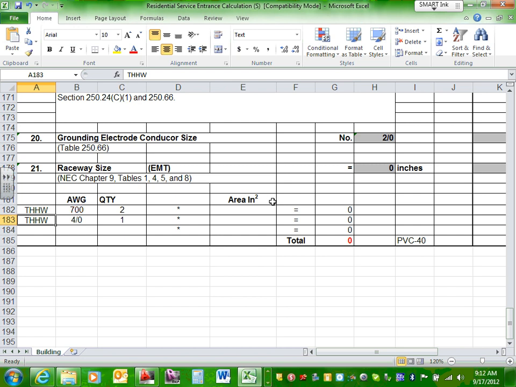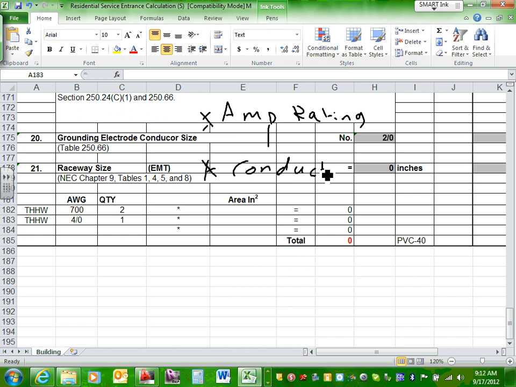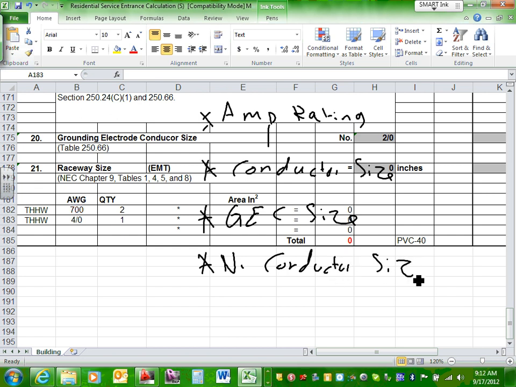So ultimately, out of all this mess, guys, you're going to come up with two things. You're going to come up with the amp rating for every apartment, and you're going to come up with the conductor size, and you're going to come up with the grounding electrode conductor size too. You're going to come up with the neutral conductor size, and you're going to come up with the conduit size. That's ultimately what we're doing.